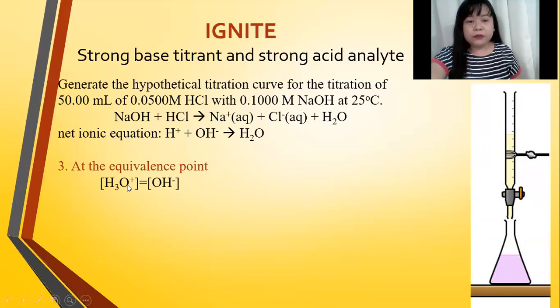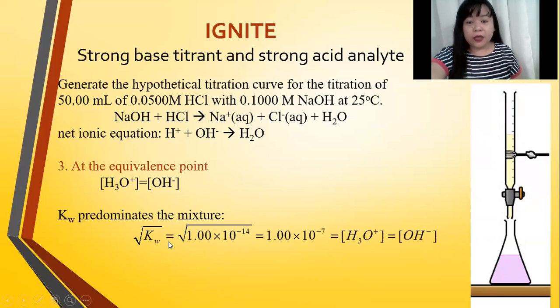Therefore, Kw, or the ion equilibrium constant for water, predominates in the mixture, and that is equivalent to 1 times 10 to the negative 14. Getting the square root of that, because that is equal to the product of the hydronium ion concentration and the hydroxide ion concentration, would give us 1 times 10 to the negative 7.